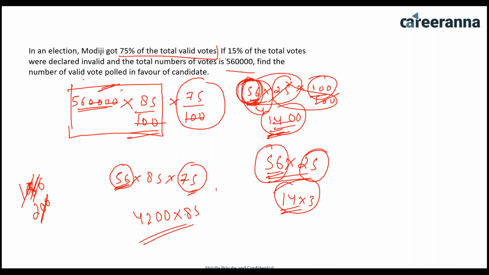Now I'll tell you another trick. So how do I do this? I'll keep these zeros aside. So 42 multiplied by 85 multiplied by 100. These two zeros are here. Now, just try to understand one thing. If I multiply 42 by 100, what do I get? 4200.